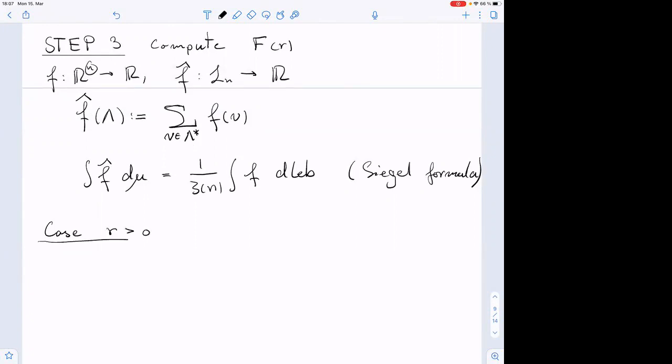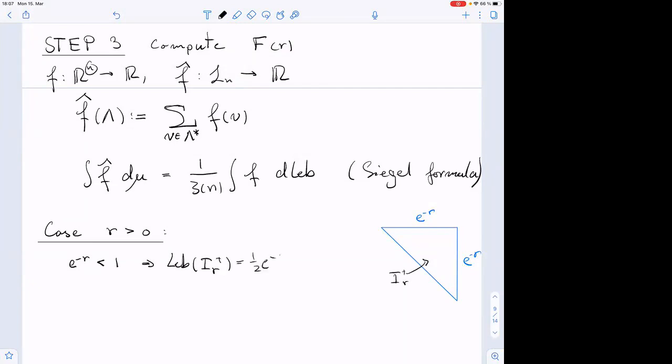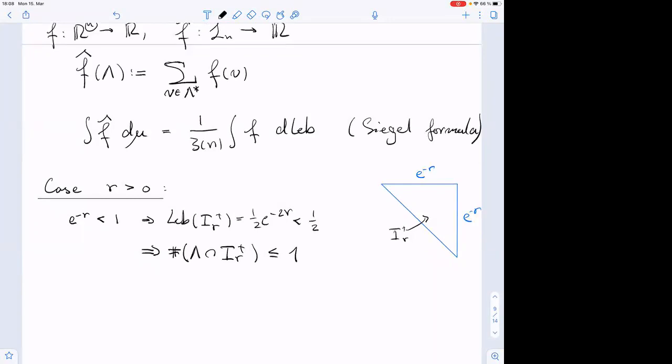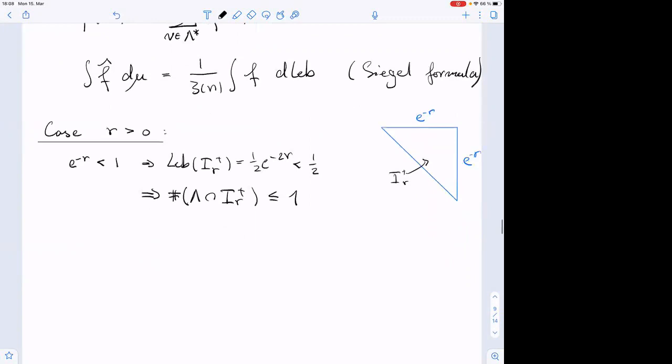So we had one distribution function for positive values of r. Now this is the easy case. If you remember, we were looking at this triangle. It looks roughly like this. It had side length e to the minus r, e to the minus r. So when r is positive, obviously e to the minus r is less than 1, which implies that the Lebesgue measure of I_r plus, this was our I_r plus, is 1/2 e to the minus 2r, which is less than 1/2. Importantly, that implies that the number of lattice points in I_r plus is less than or equal to 1. Exactly, so that's what we're going to use.